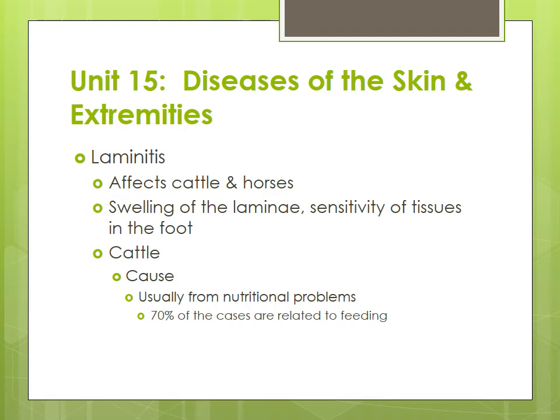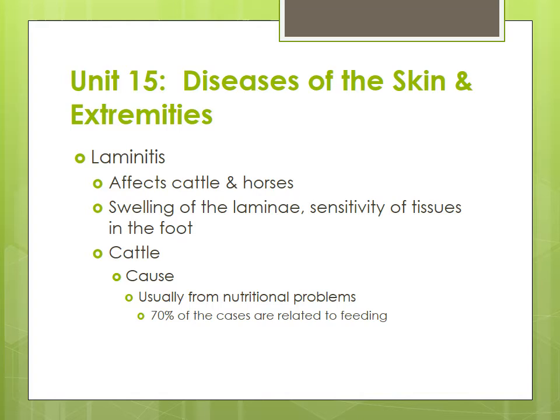A next related disease, and sometimes laminitis is confused with foot rot or used analogous to foot rot, and it is a separate problem. So make sure that we understand the differences, because laminitis affects cattle and horses, and certainly it could affect sheep and goats, but cattle and horses are the main two. So what happens is you find with laminitis a specific swelling of the laminae, which is the interior part of the hoof, and it's very sensitive tissues in there.